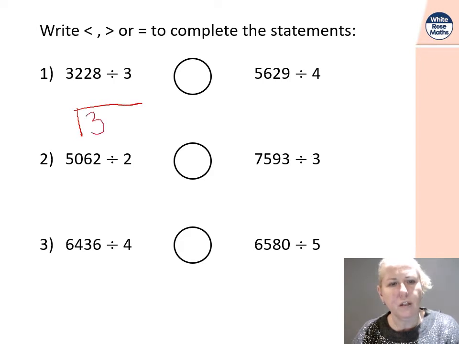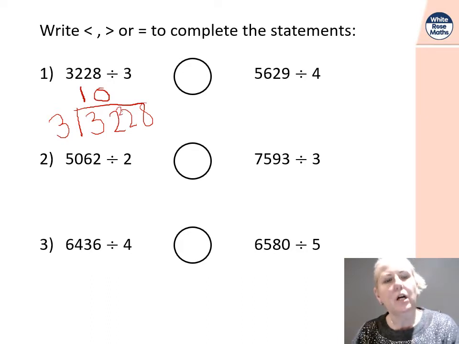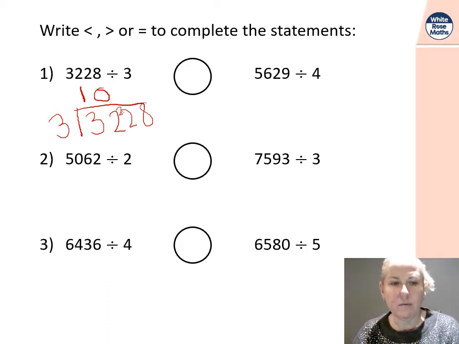I've got 3,228 and I'm dividing that number by 3. How many groups of 3 can I make from 3? I can make one full group, can I? How many groups of 3 can I make from 2? Can't make any groups there, so I'm going to carry across my 2, so now I've got 22. How many groups of 3 can I make from 22? Should we count up in threes?